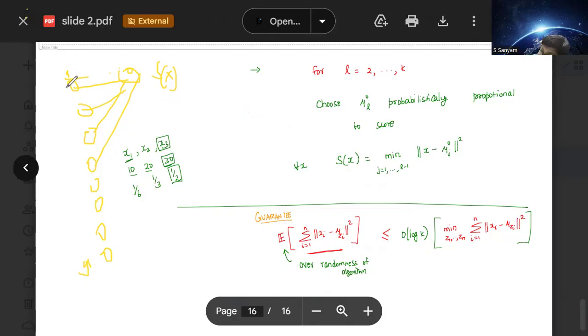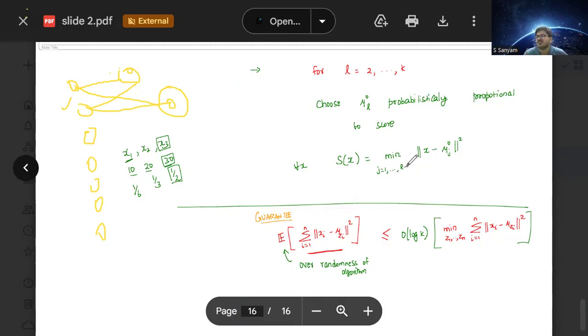So Sx for this first data point will be this, for the second data point will be this, for the third data point will be this, because we have only one cluster mean. Now suppose at the second step we have got the second cluster mean. So every data point's Sx score will be the minimum of these two distances, this distance and this distance, whichever is minimum for this data point.